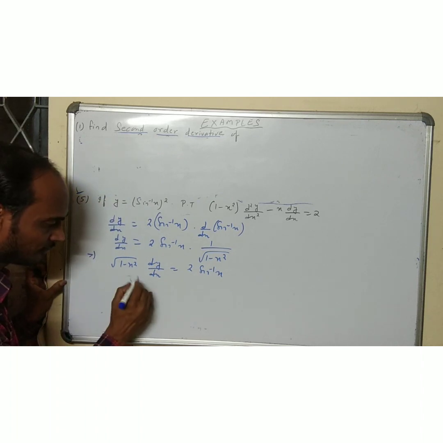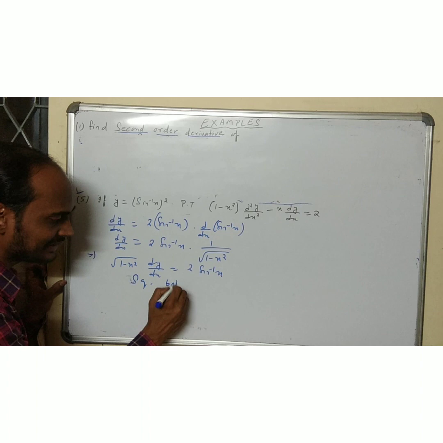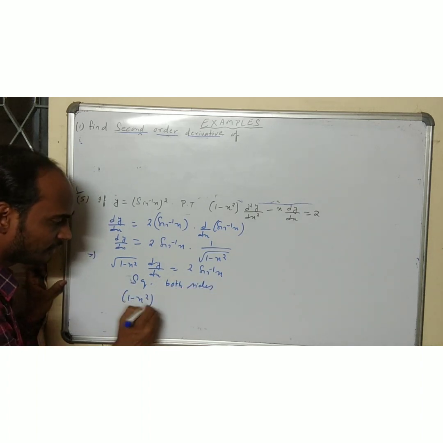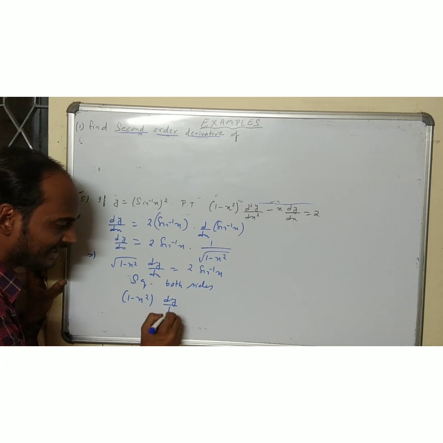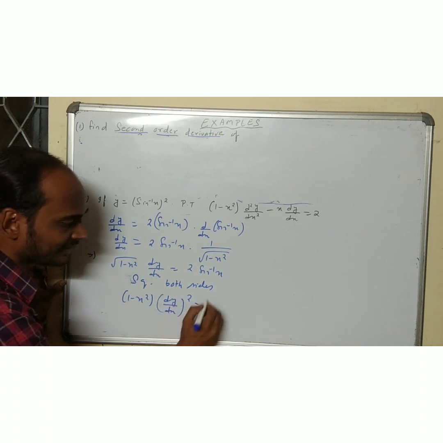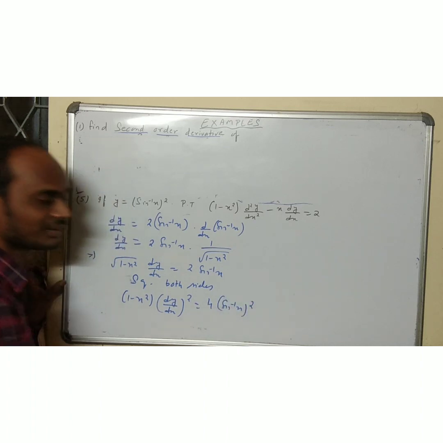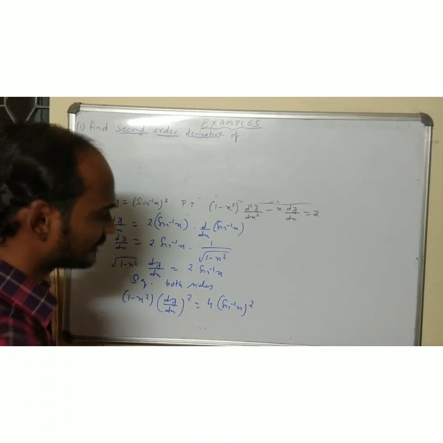So squaring both sides, we can write this as 1 minus x square, the root will be removed, into (dy by dx) whole square, and this will be 4 into (sine inverse of x) whole square.